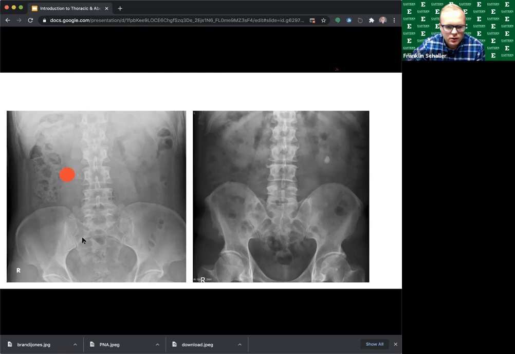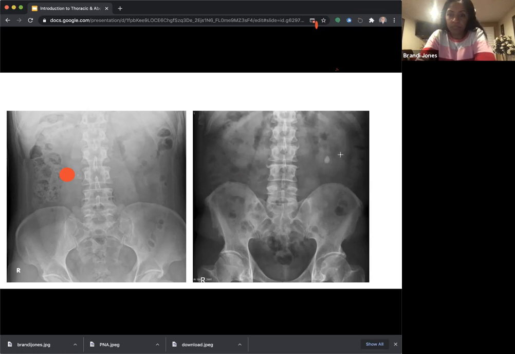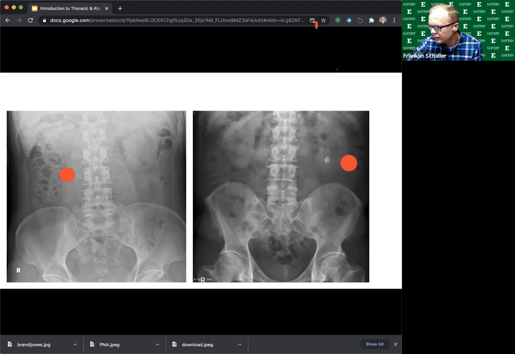That's a kidney stone. And then if we look at the picture on the right, there is an even more obvious kidney stone. It's massive. Look just to the left of this red circle. Here is a kidney stone right here. Okay, so you can pick up kidney stones on a plain abdominal x-ray.